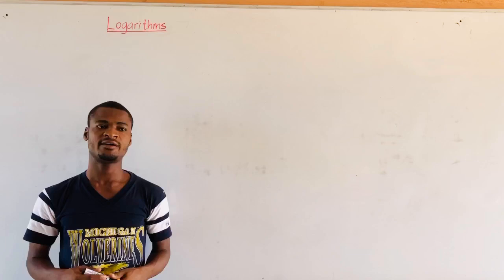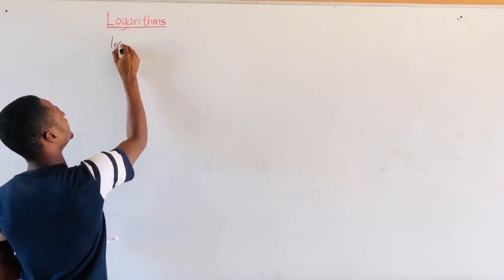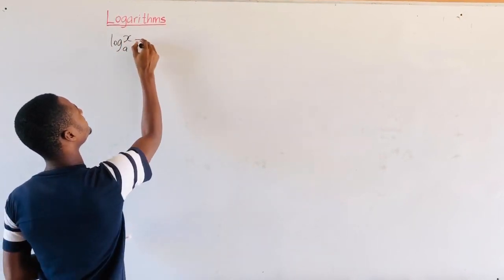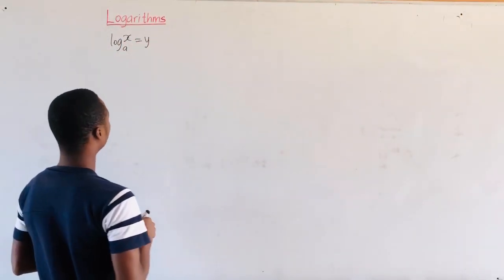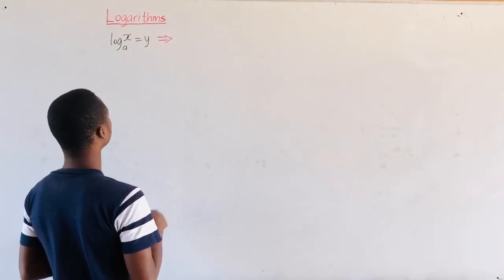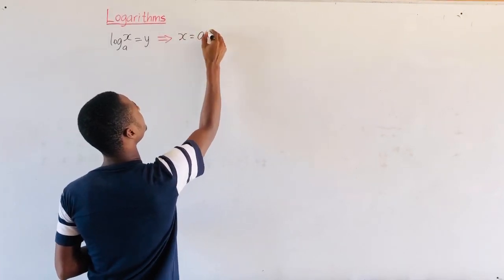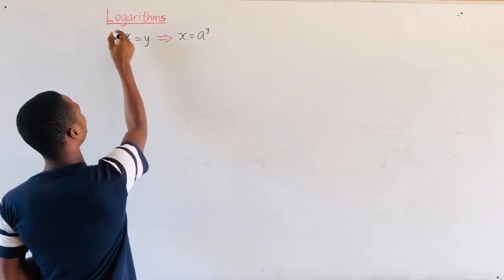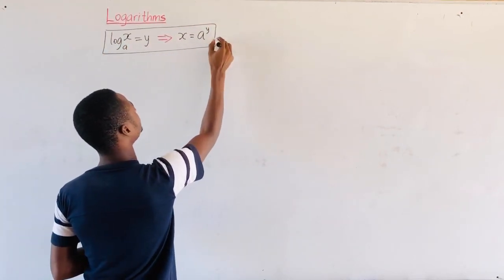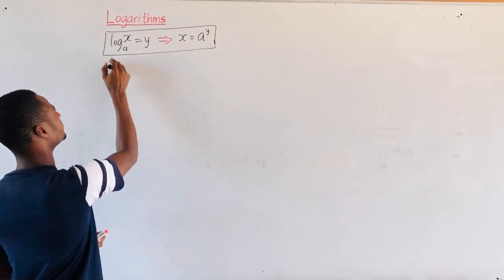Let's look at logarithms. If we have the logarithm of a number x to the base a, and that is equal to y, then this implies that the number x is equal to the base a raised to the power y. This is the basic definition of logarithm. Now let's look at the laws of logarithm.